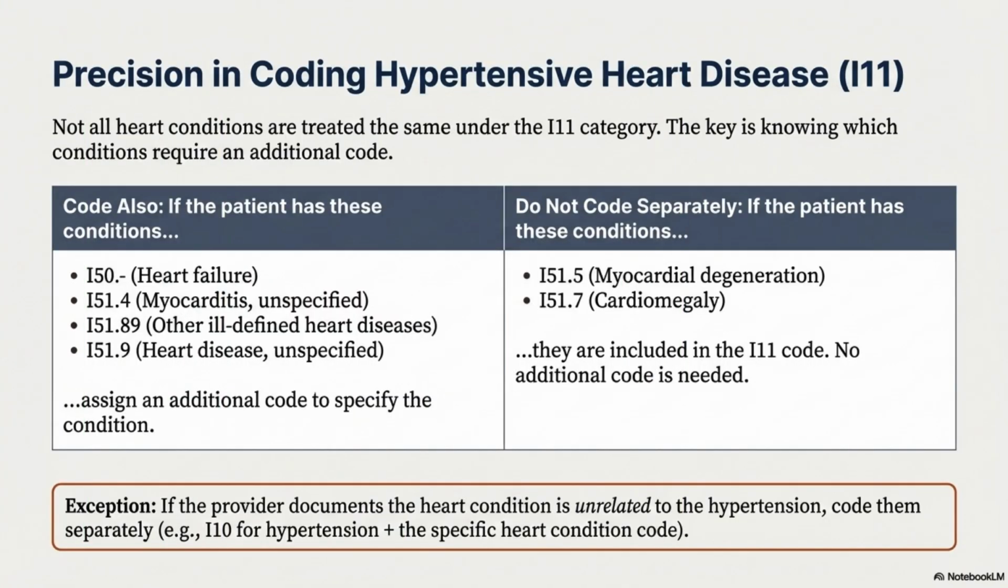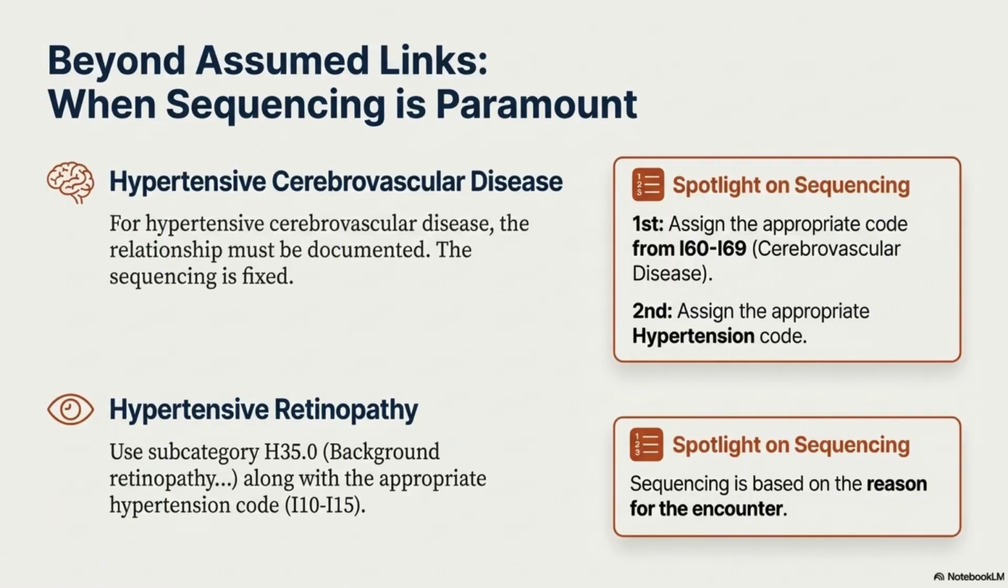Some heart conditions require additional codes, like heart failure or myocarditis, while others, such as cardiomegaly, are already included in I11. If the provider documents that the heart condition is not related to hypertension, code them separately. Some hypertensive scenarios require strict sequencing rules.